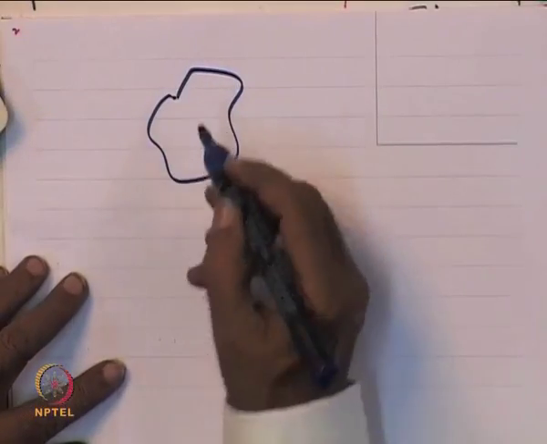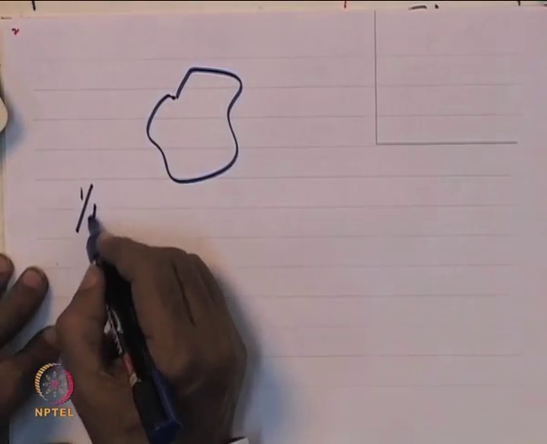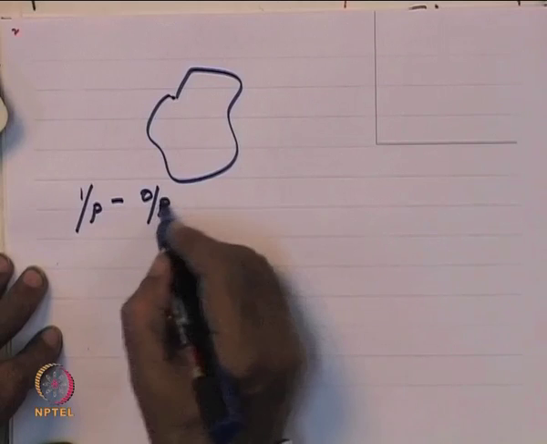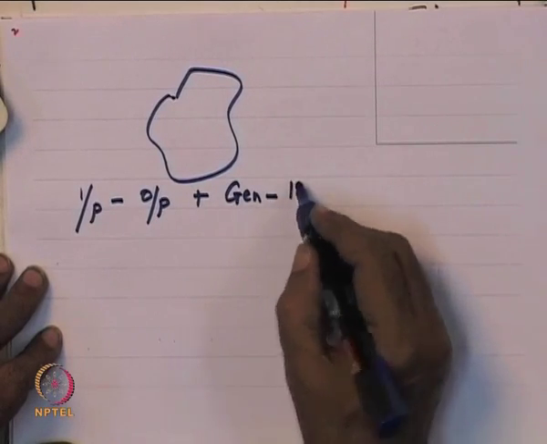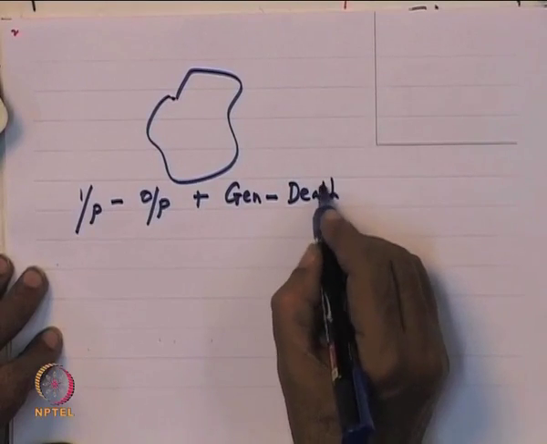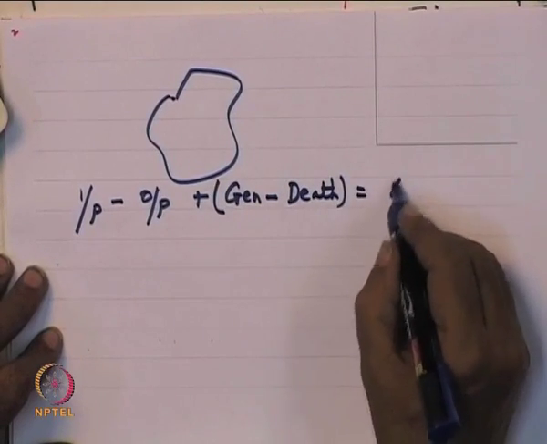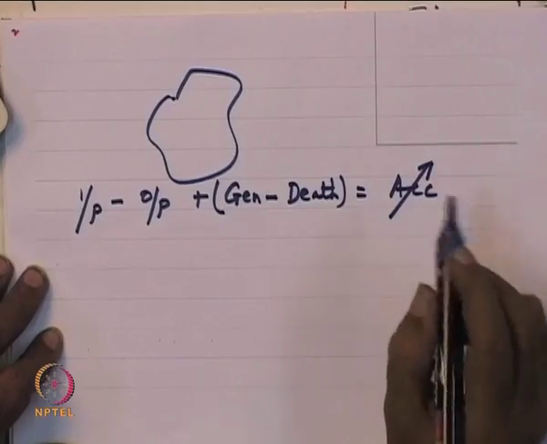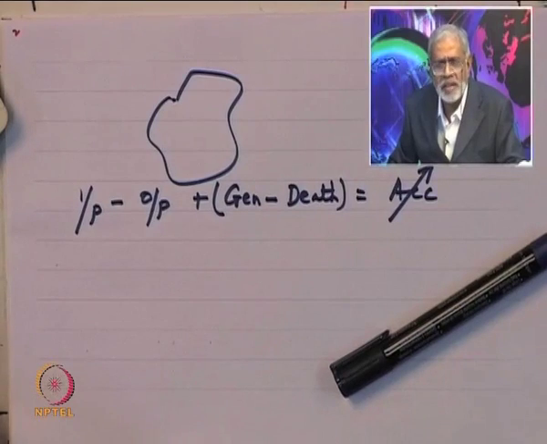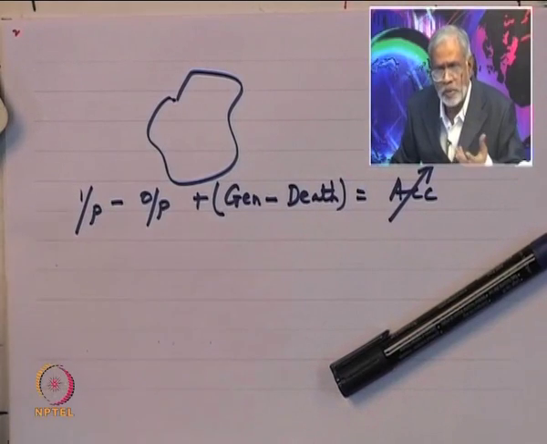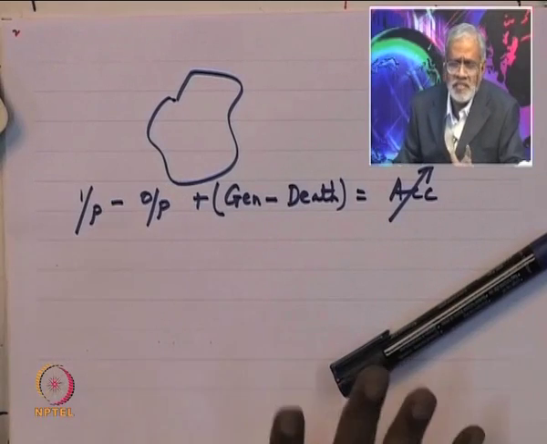Okay. So, I will still carry on with our forest. Input minus output plus generation or birth minus death, both are there, equal to accumulation. Now, we say that it does not change. This is the most important point that we want to recognize, understand and carry home in our message, that the forest is essentially at steady state.